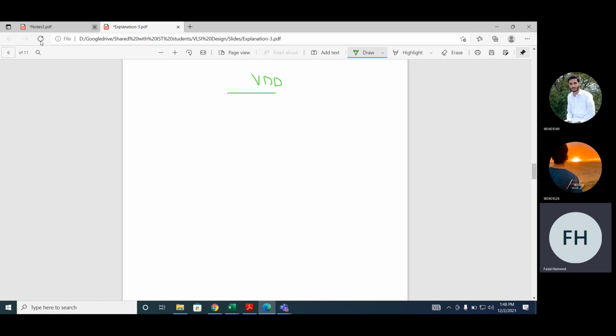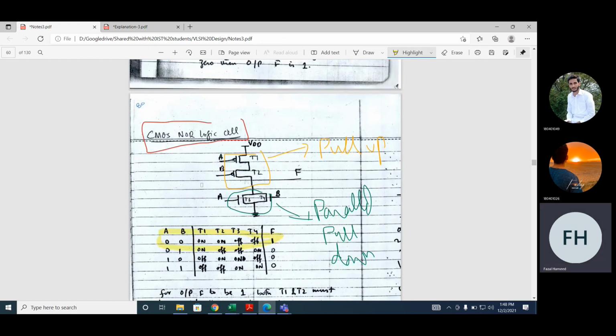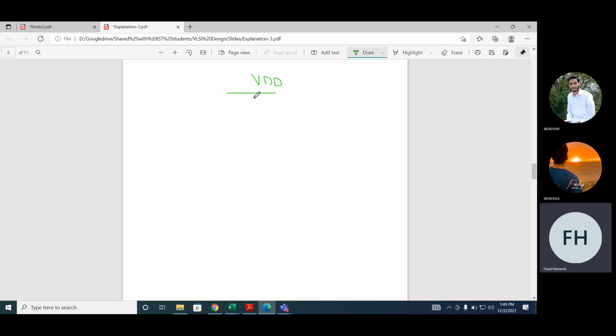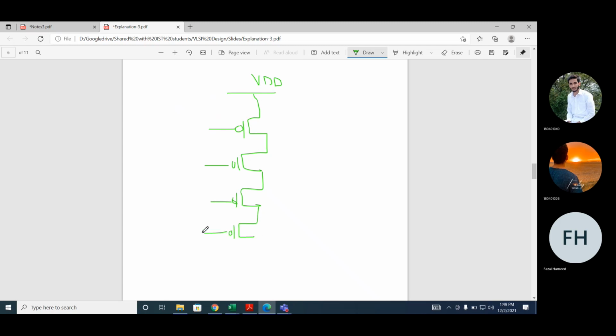Okay, and we want to design a 4-input NAND gate. 4-input NOR gate. So how will it look? There will be VDD. How many transistors will be in series? 4. And this is your output.